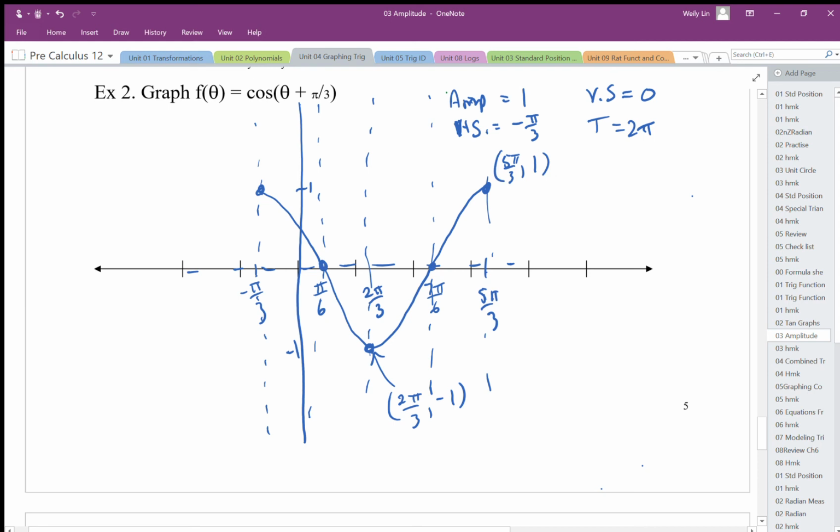But there it is. Again, the key is we need to make sure we keep track of these 4 elements. We're going to use those to get the start and end by adding the period. Find the middle based on the vertical shift. Chop up that period into 4 quadrants, right? Middle, middle, middle. Okay, and that's an easy way to do it. And then once we've done that, we can use the amplitude to sketch in our graph.